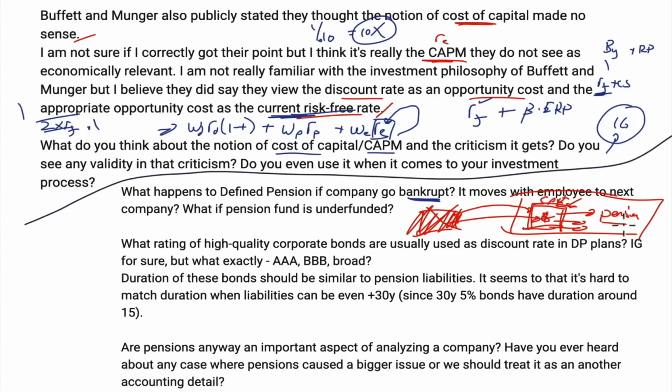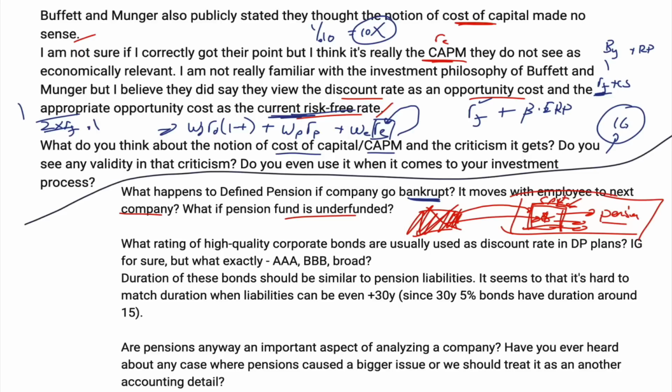And if it's underfunded, well, then the pensioners don't get their full pension. They'll get something less than their pension. But that's typically what would happen if the company goes bankrupt. It moves from employees to the next company? No, it would just be folded into what we'd call the frozen plan, and probably would be folded into annuities. Pension fund is underfunded, the pensioners lose. That's the end of it.